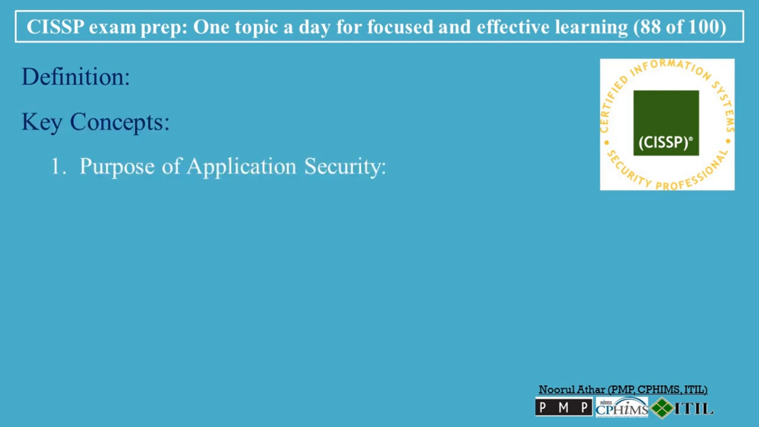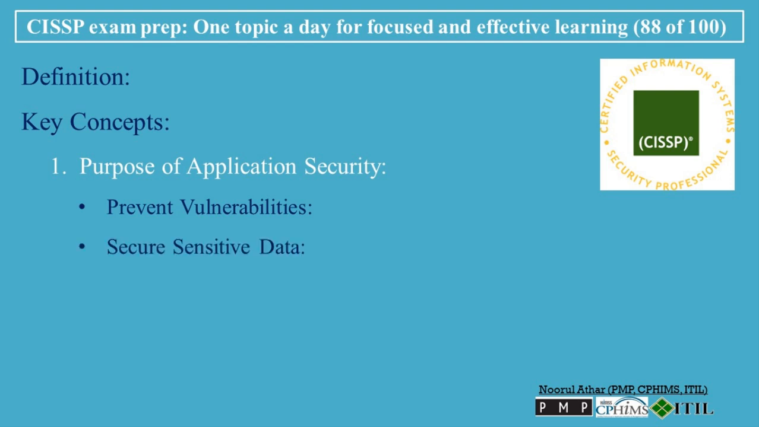Key concepts. 1. Purpose of application security. Application security aims to protect software applications from internal and external threats by addressing vulnerabilities in the design, development, and deployment phases. It involves implementing security measures to ensure that applications are resilient to attacks, safeguarding sensitive data, and maintaining system integrity. Prevent vulnerabilities. Application security focuses on identifying and mitigating vulnerabilities in applications that could be exploited by attackers to gain unauthorized access, manipulate data, or disrupt services.